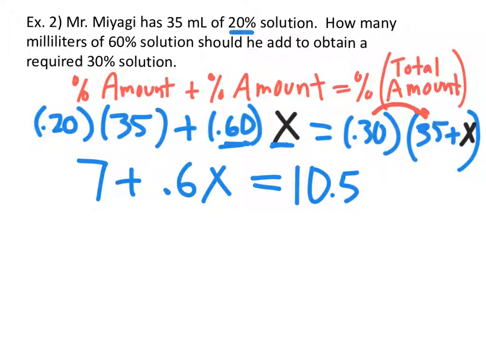Okay, and how about 0.30 times x? That's going to be 0.30x, or just 0.3x. Okay.